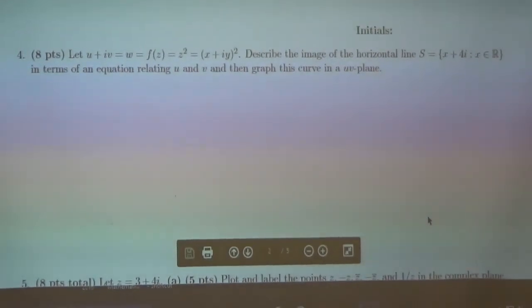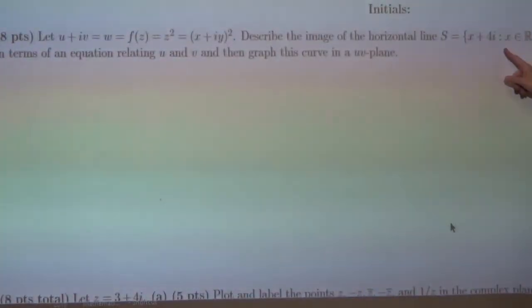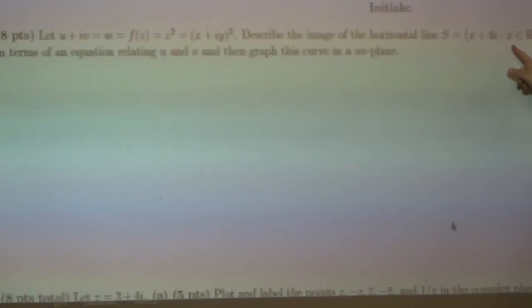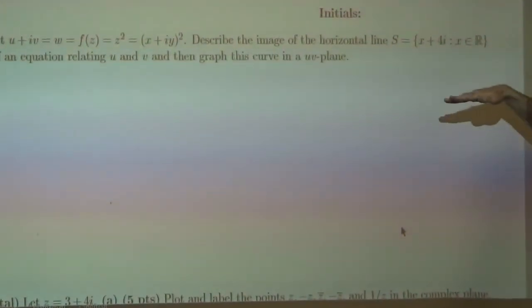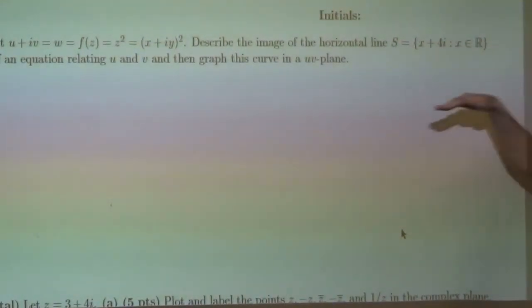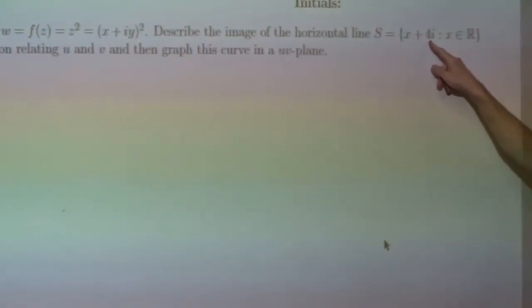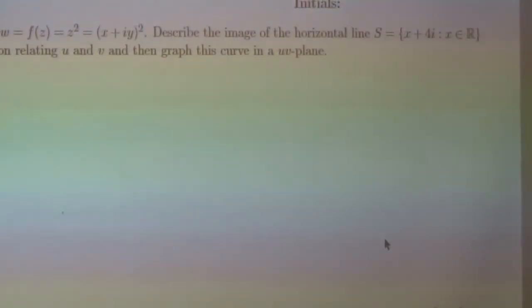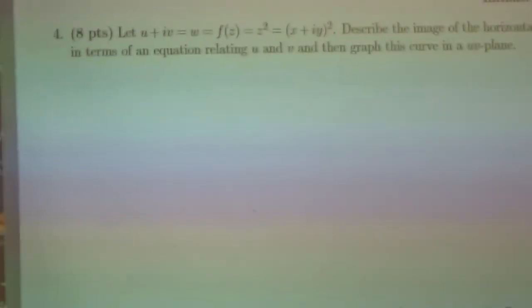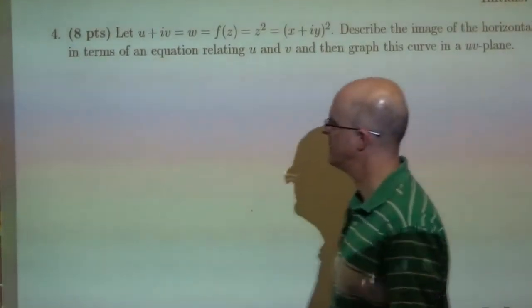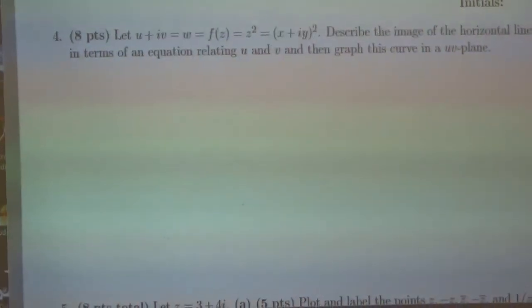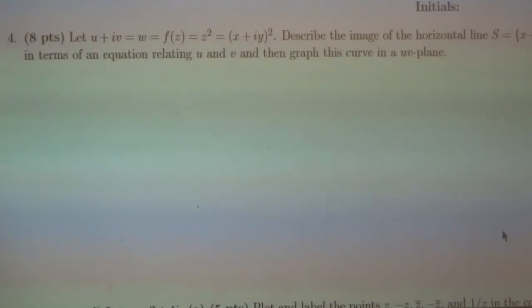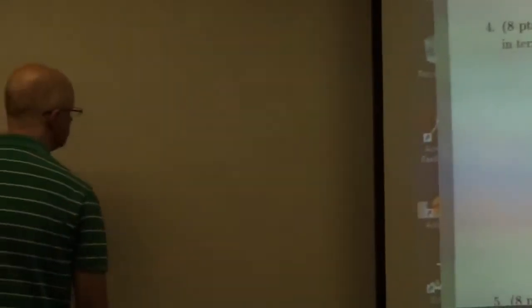Here we have the z-squared function. Describe the image of the horizontal line described in this way. This would be a horizontal line at y equals 4 in the complex plane. The imaginary part is constant 4. Write it as an equation relating u and v, and then graph this curve in the uv plane. Essentially, it's just a matter of plugging in your general point into the function.